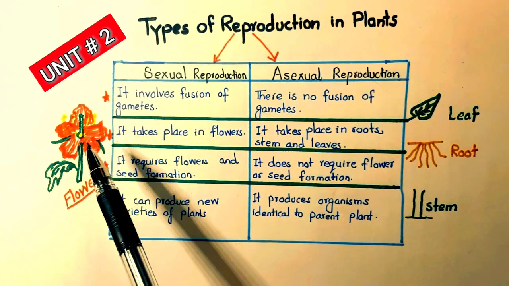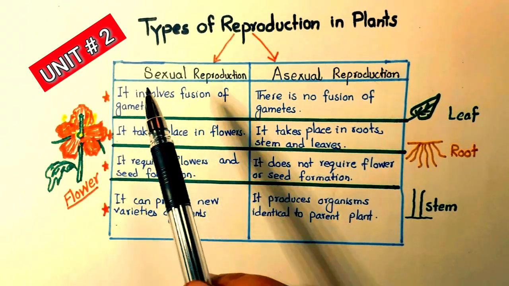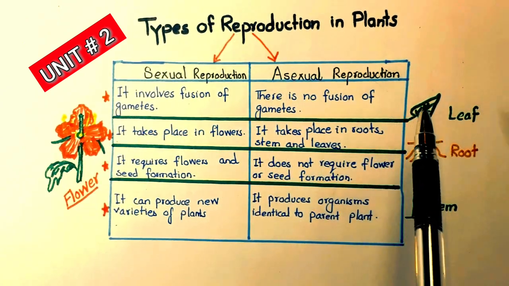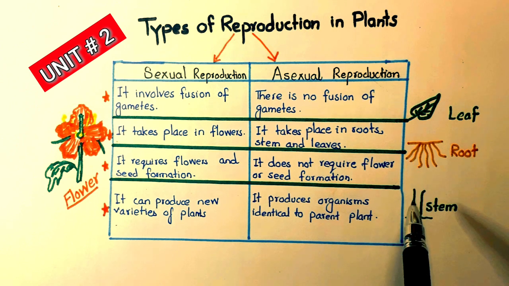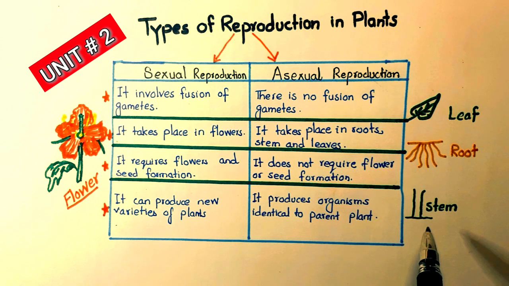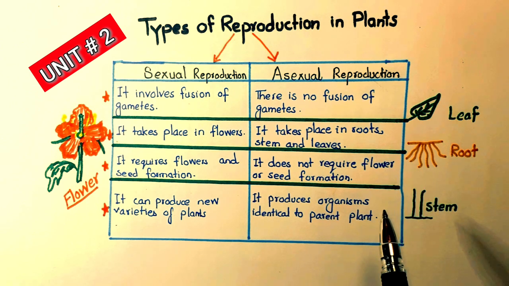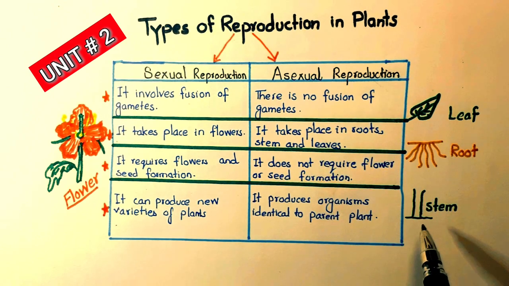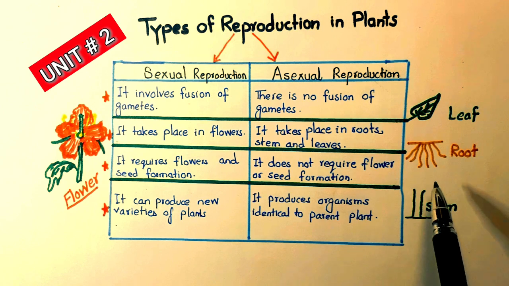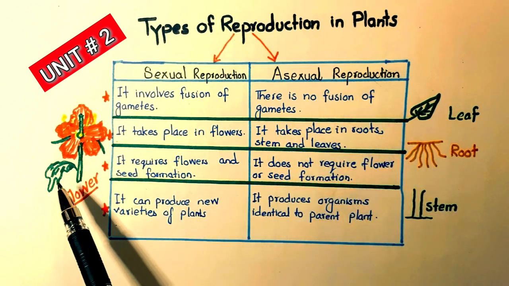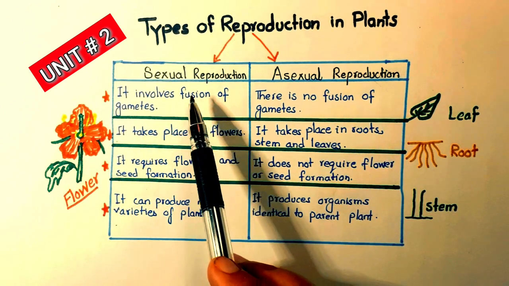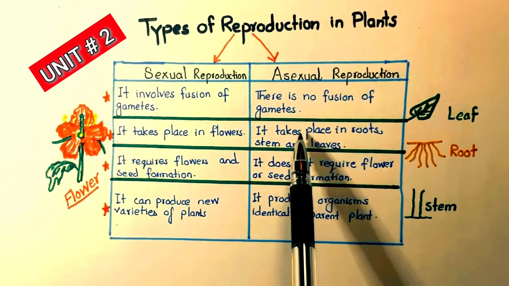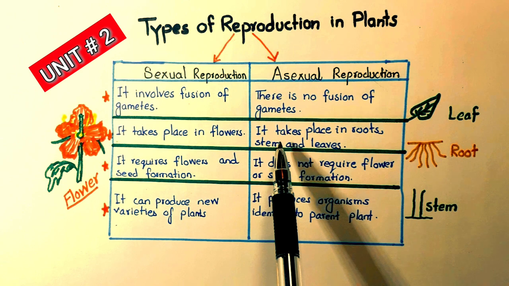Here I have made a flower for you, showing that sexual reproduction is carried out by the flower. And here I have drawn leaf, root and stem, which shows that asexual reproduction occurs through these vegetative parts. So these are the vegetative parts that carry out asexual reproduction, and this is the reproductive part that carries out sexual reproduction. Now we are going to compare both of the processes.